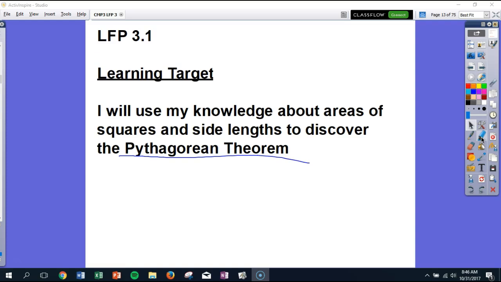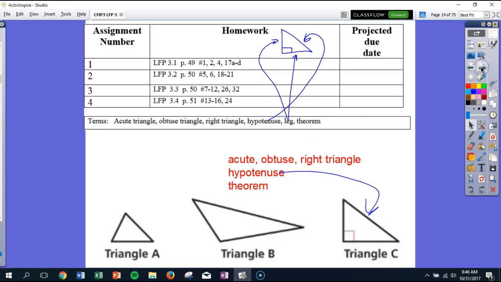3.1. Our learning target today is: I will use my knowledge about areas of squares and side lengths to discover the Pythagorean theorem. So that's what this book has been all about. We went through the first two investigations, getting some background, and today we actually get to start putting it into place. And in 3.2, we completely put it into place.